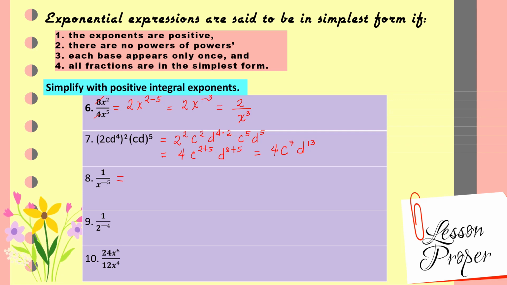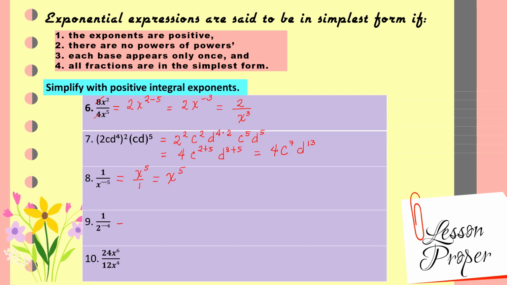We have 1 over x raised to the negative 5 power. So, we have a negative exponent. In order to make it a positive exponent, ilalagay natin si x to the 5th sa numerator, and then over 1. Since 1 is not written in the final answer, our final answer is x raised to the 5th power. How about in number 9?